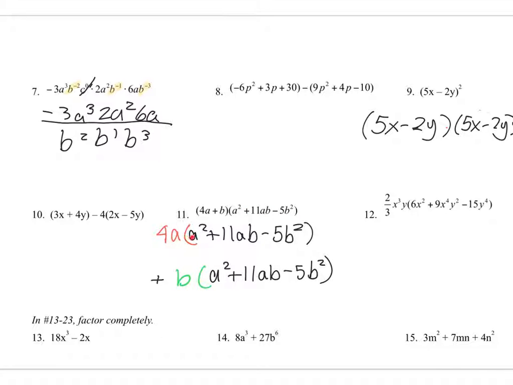So I have 4a times a squared, and 4a times a squared would give me 4a to the third power, and then 4a times 11ab will give me plus 44a squared b, and then 4a times negative 5b squared will give me negative 20ab squared.